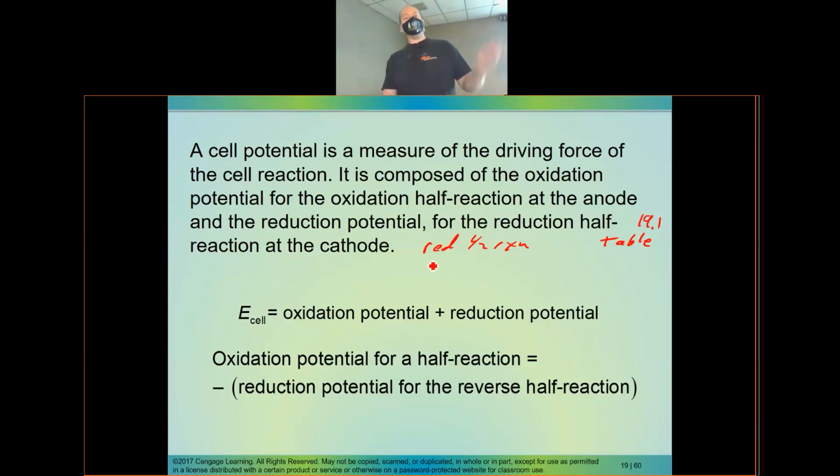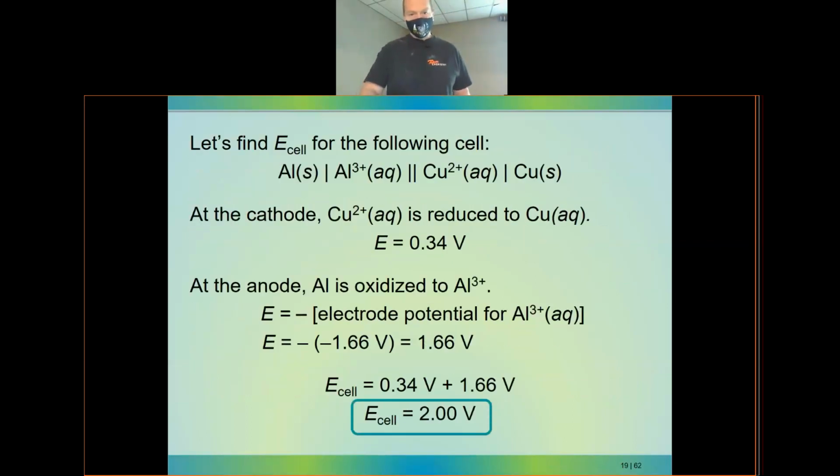For your cells, you have a reduction half reaction, and you also have an oxidation half reaction. There is not an oxidation table, which would just be the reverse of your reduction table, with the opposite sign for your E value. So you have to take the opposite of your value on Table 19.1. If the reduction was 0.1 volts, the oxidation is negative 0.1 volts.